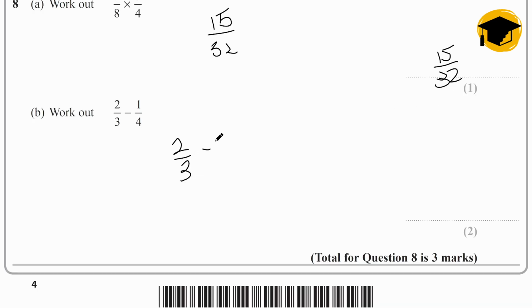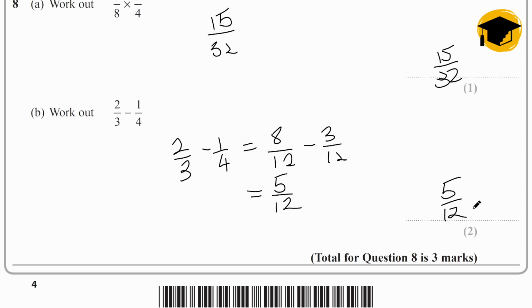Next question, subtraction, so I need to make the denominators the same. What's common in 3 and 4 when I do the times tables? It's 12. Times the first fraction by 4. 2 times 4 is 8 over 12. Minus, times the second fraction by 3. 1 times 3 is 3, all over 4 times 3 is 12. 8 minus 3 is 5. And I can't simplify any further. Final answer is 5 over 12.